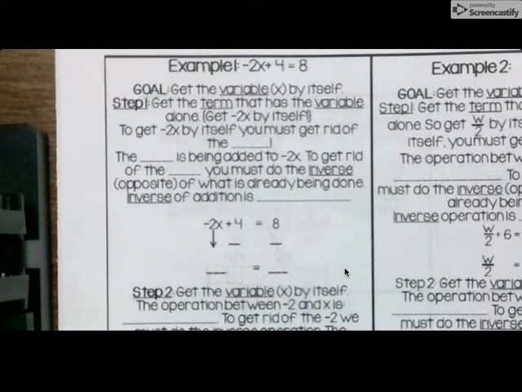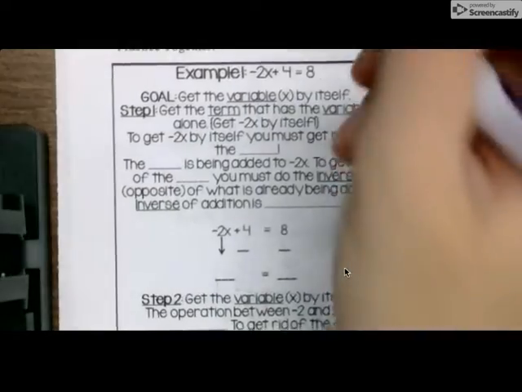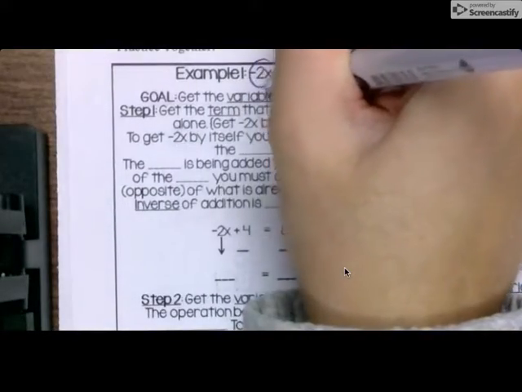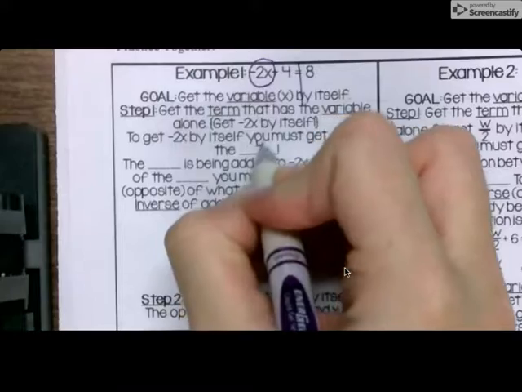Okay, so now we are looking at two-step equations. So we're still doing the same thing. It's just got an extra step, right? So it says, first, we need to get the term with the variable. So that's this all by itself. Okay? To get that all by itself, we need to get rid of the 4.